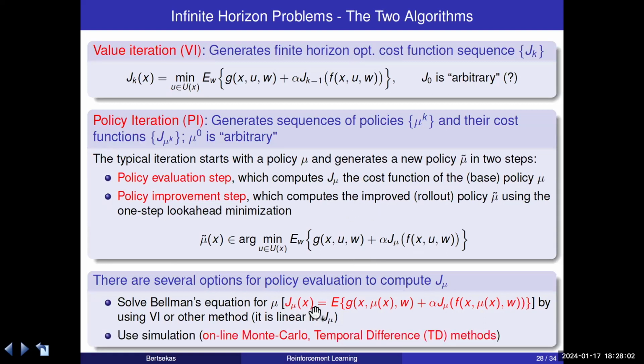Another possibility is to calculate the cost of a policy by just simulating it and doing Monte Carlo simulations starting from different states. That will also give you values of the policy for these initial states. All of this is very basic, and all of this involves a lot of approximations that are central to reinforcement learning.